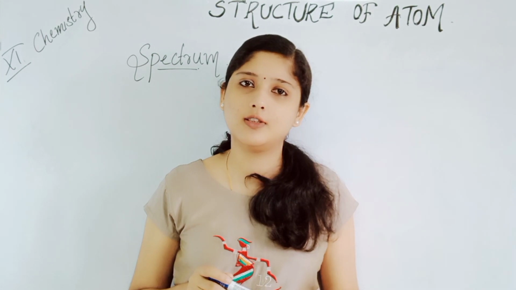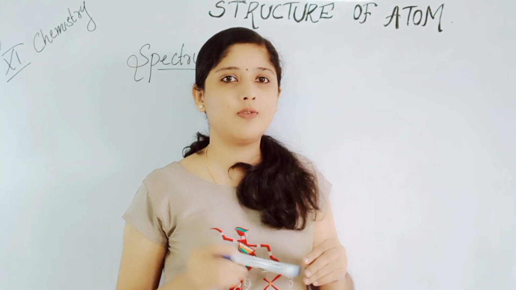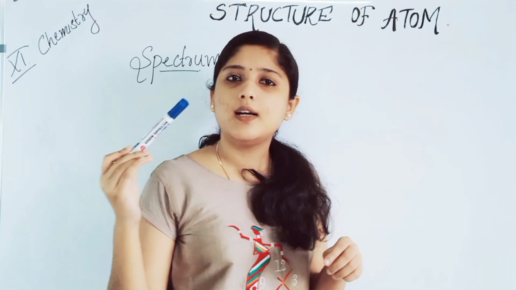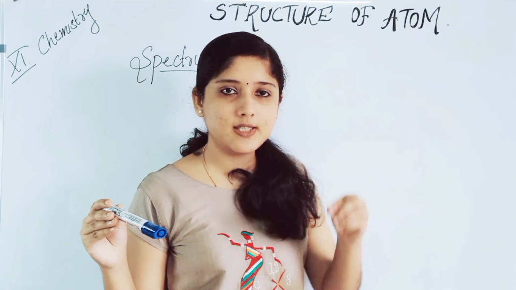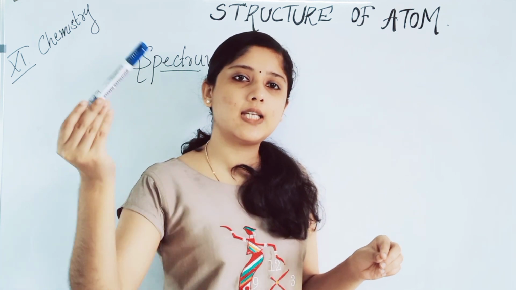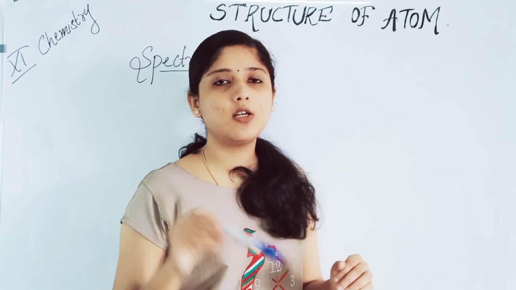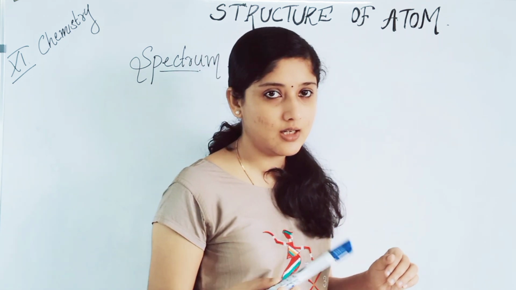Today we are discussing spectrum. It's a very interesting topic. When sunlight is passed through a prism, splitting of light happens. That is, light splits into what? 7 different colors. And that process of splitting of light when it passes through a prism is called dispersion.